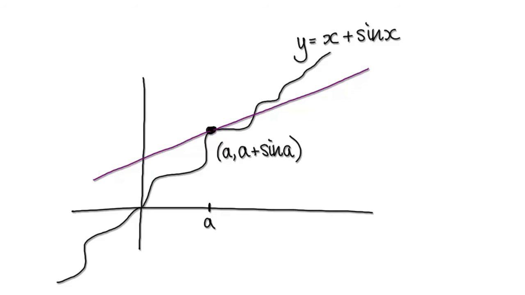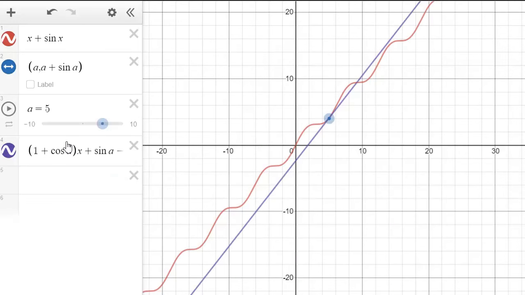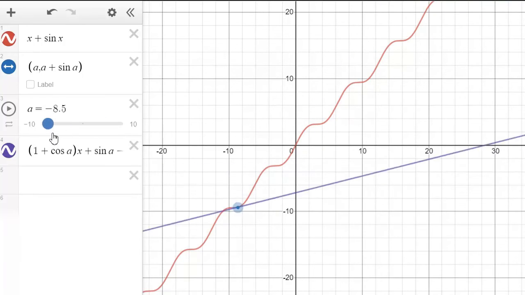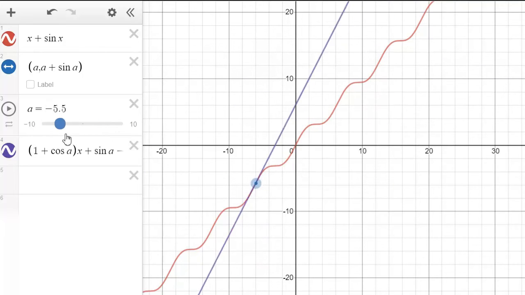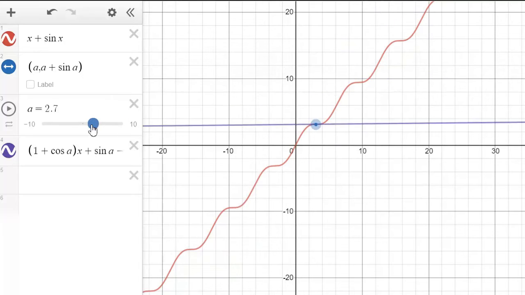So for example, the red line here is our function and this is our tangent line. As you slide a about, it will always draw your tangent line. So that's the aim. Our job is to work out the equation of that tangent line.